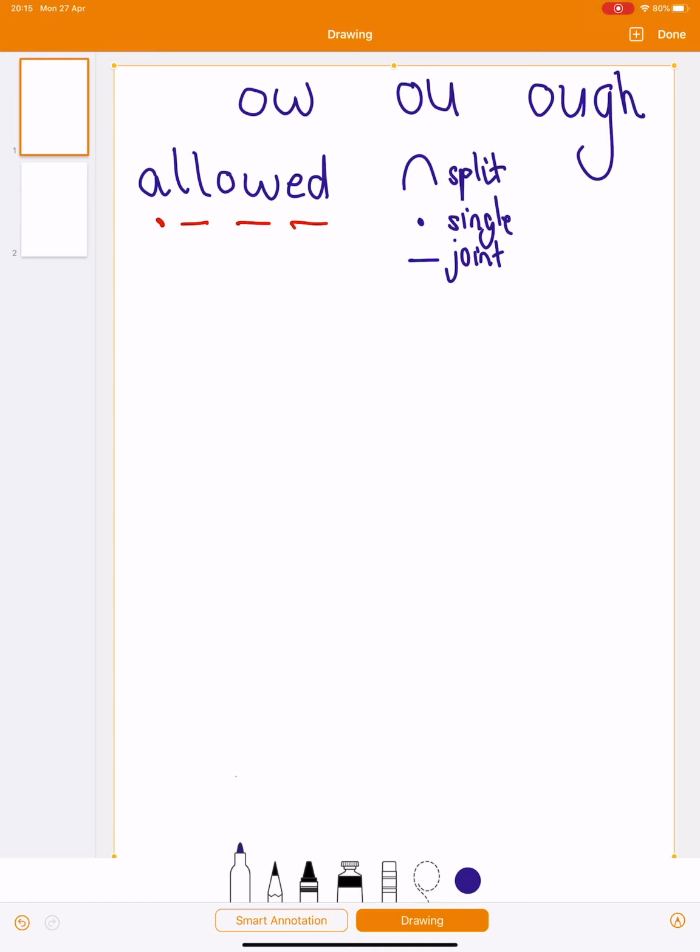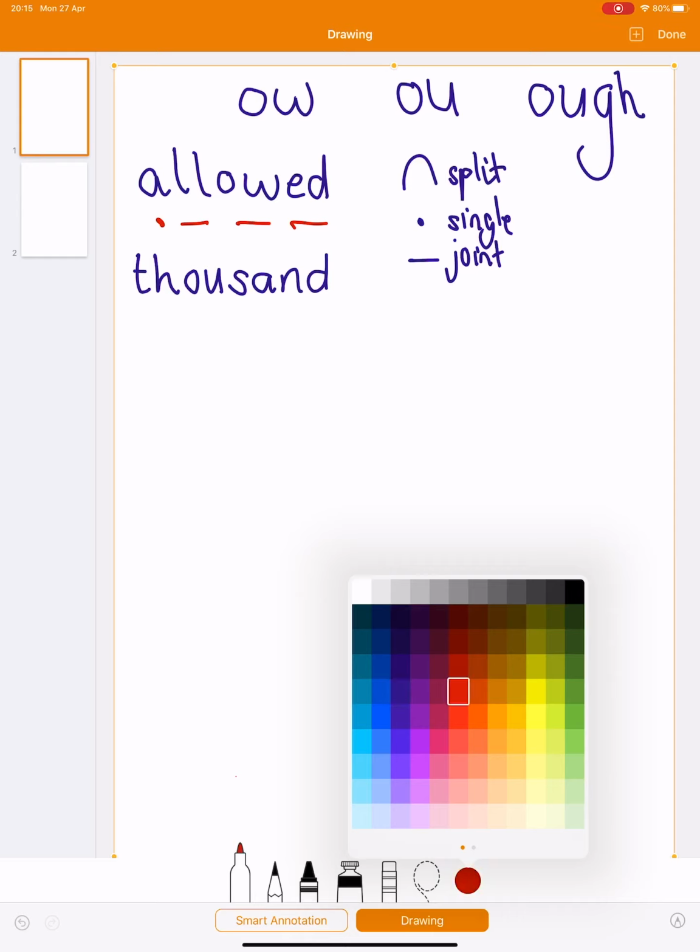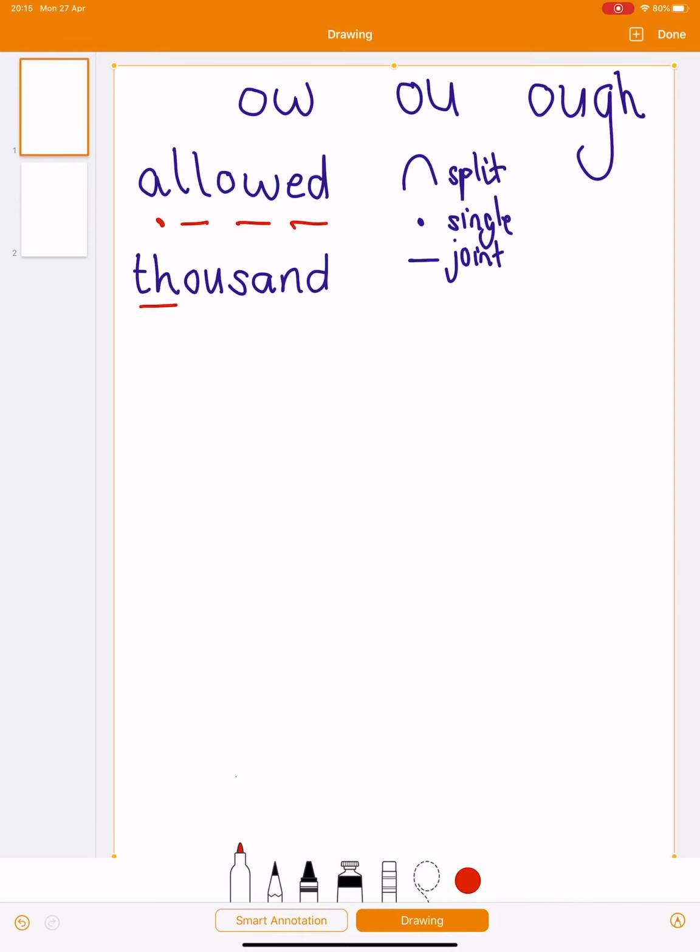Okay, let's restart. So you should have written th sound, OW, S-A-N-D. And then to diacritically mark that, you should have had th was joint, OW was joint, you hear s, a, n, d, all single. So 2 joints and 4 singles. So remember to do the marking before you restart the video. We want to check the spelling and the diacritical marking.